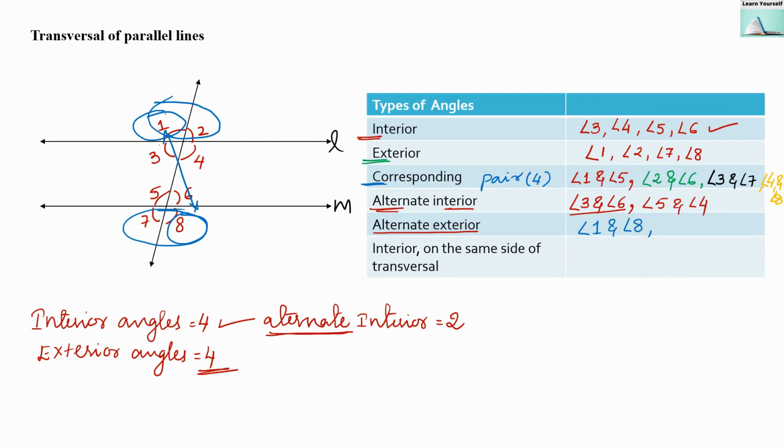And the second pair of alternate exterior angle is angle 2 and angle 7. So angle 2 and angle 7. So this is the second pair of alternate exterior angle.